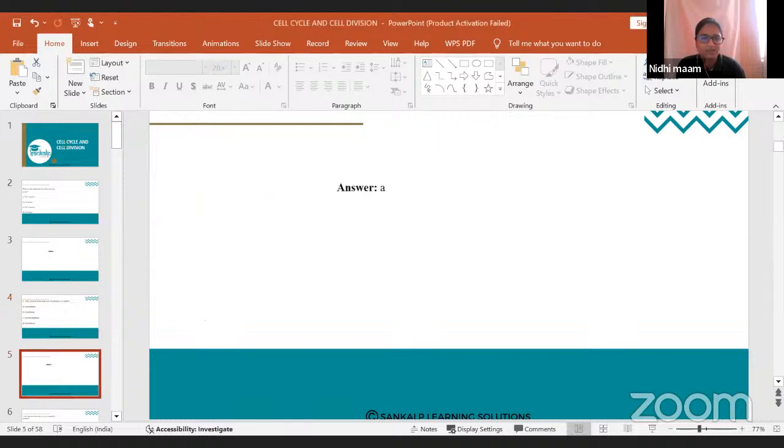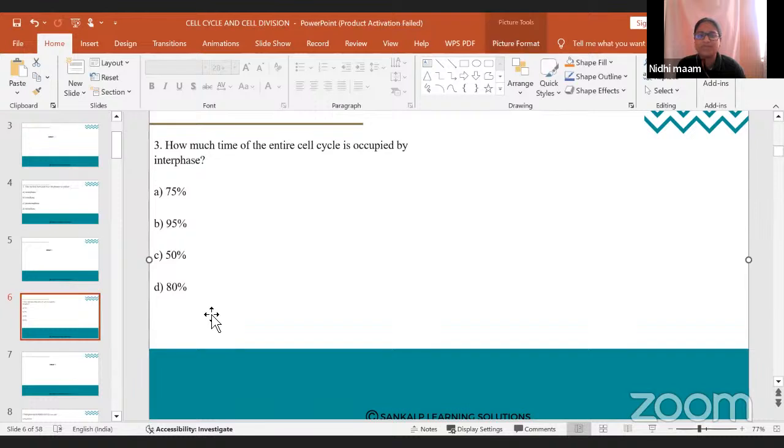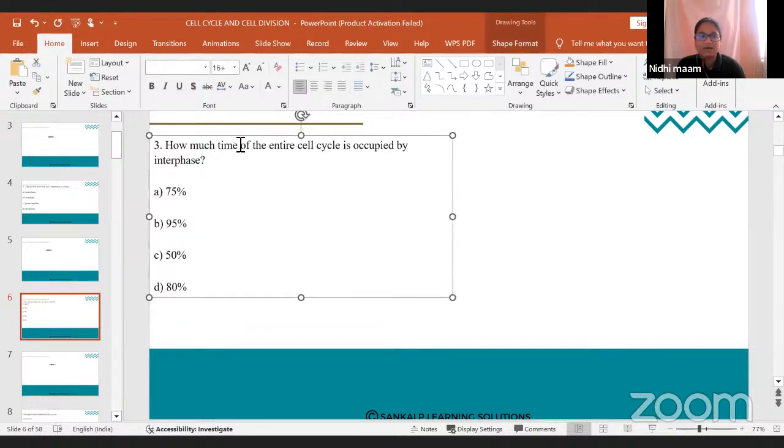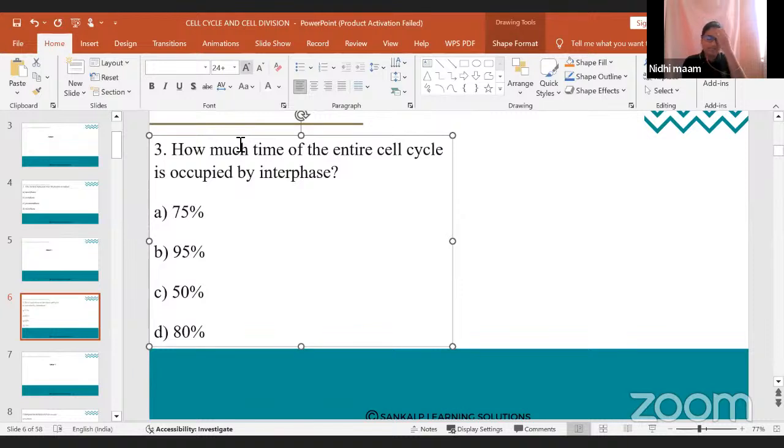Next question. How much time of the entire cell cycle is occupied by interphase? How much time does the cell need for interphase? A is 75%, B is 95%, C is 50%, D is 80%. Who is going to give a quick response for this? YouTube students. Yashoda, Biru and Dhanush HJ are active on YouTube. Shashank, Chaitanya, Syed Muhammad answered it. Sanjana answered it. Madan Nayak answered it.